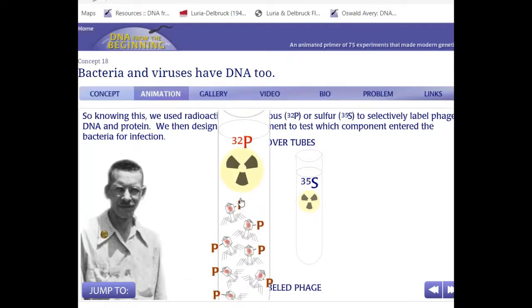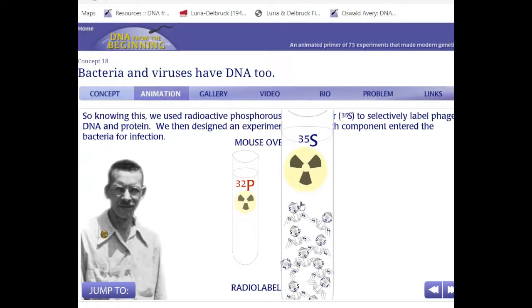In one tube, phosphorus-32 was provided, so that when DNA synthesis was carried out by the phage, the phosphorus-32 would be incorporated into its DNA. In another set of experiments, radioactive sulfur-35 was provided, and since sulfur is a part of the coat, the radioactivity would only be detected in the coat of the phage.